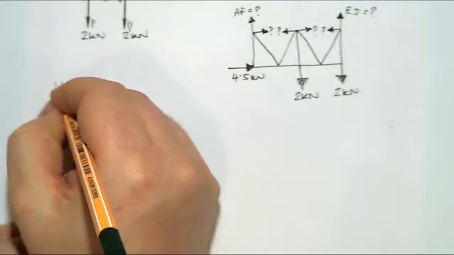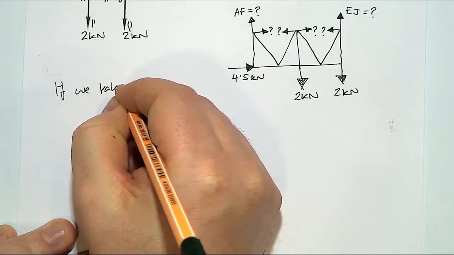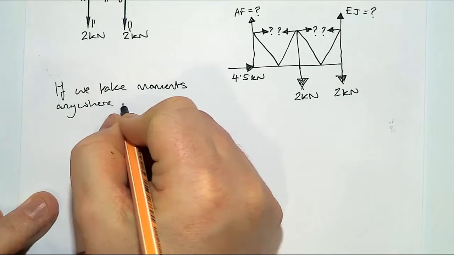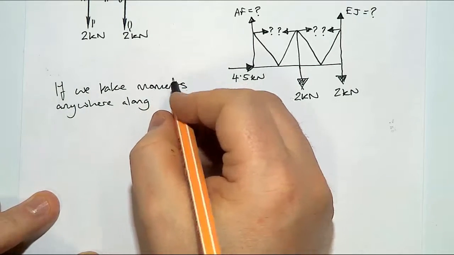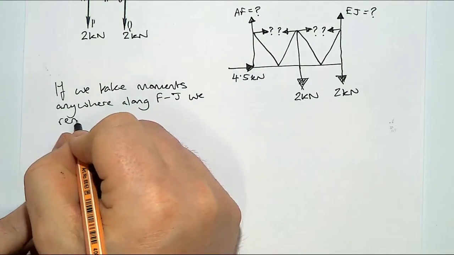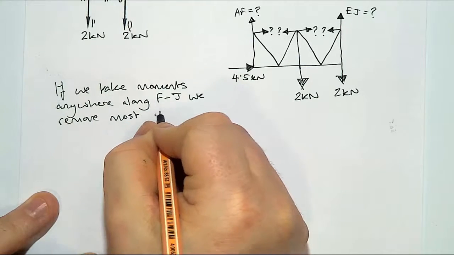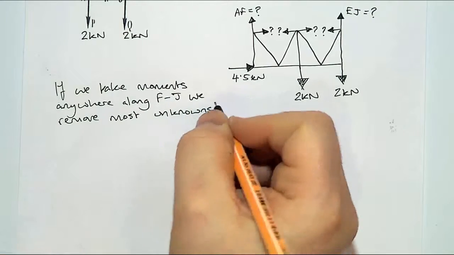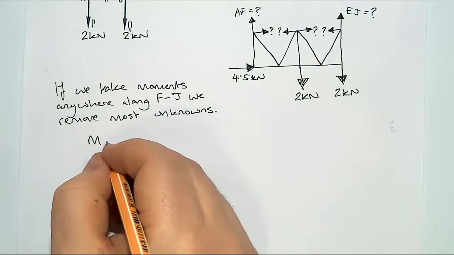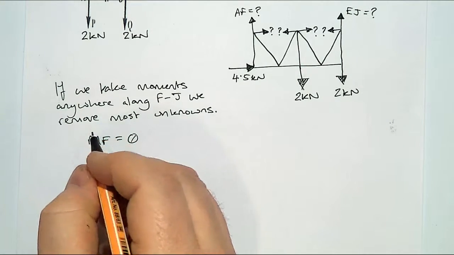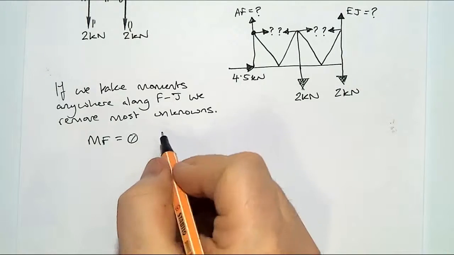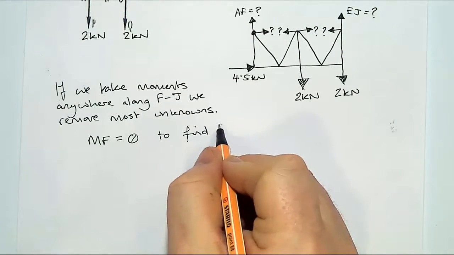So if we take moments anywhere along F to J, where you remove most unknowns, what we'll do, we'll take moments around F, so this position here, to find AJ.